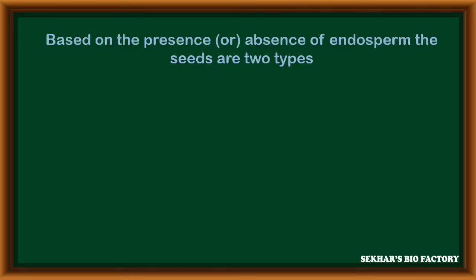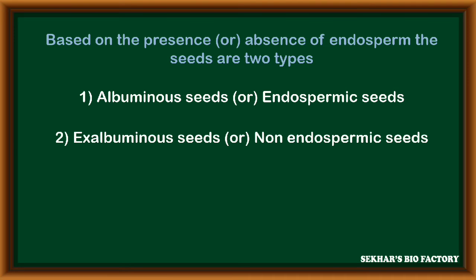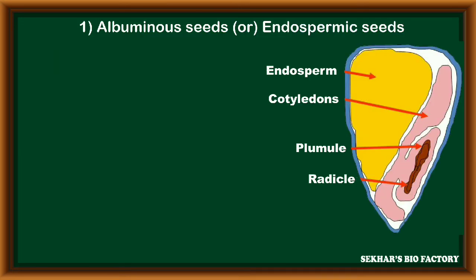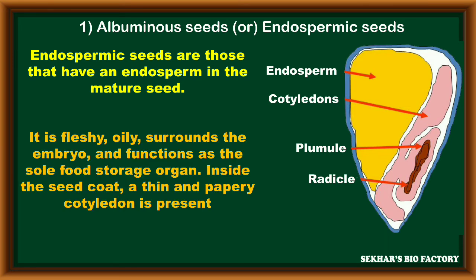Based on the presence or absence of endosperm in the structure of a seed, the seeds are basically two types. The first type is albuminous seeds or endospermic seeds. The second type is exalbuminous seeds or non-endospermic seeds. Albuminous seeds or endospermic seeds are those that have endosperm even after seed maturation. It is fleshy and oily, surrounds the embryo and functions as the sole food storage organ inside the seed coat.